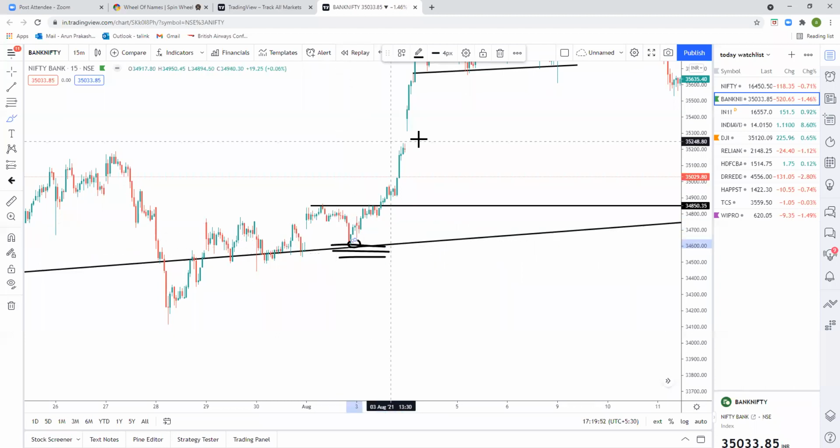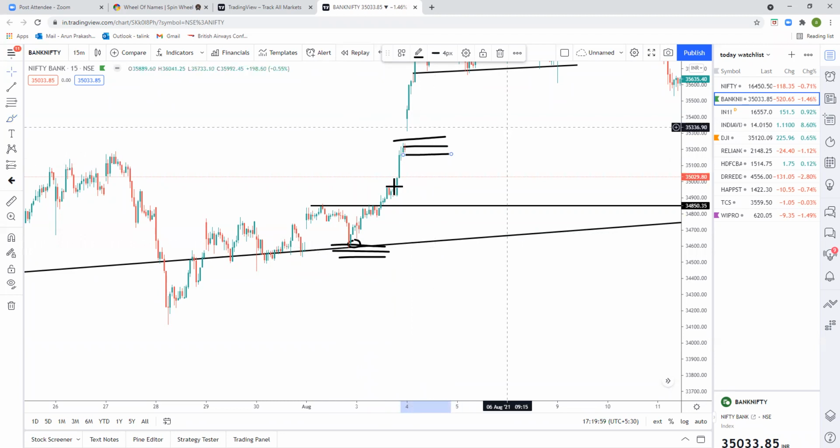But if the CPR is here, what is the use then? Your entry should be here, at resistance. You cannot take a long and fresh trade here because you don't know where to keep your stop loss. So I'll not be using that.